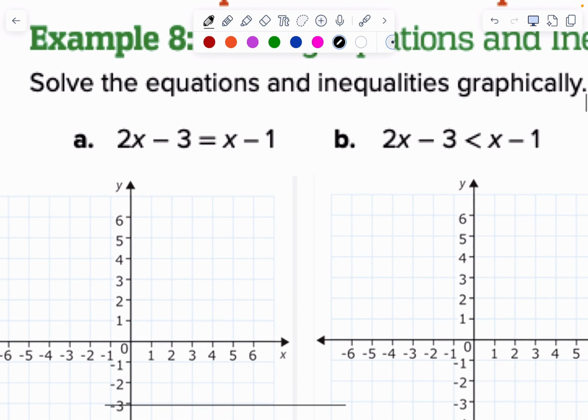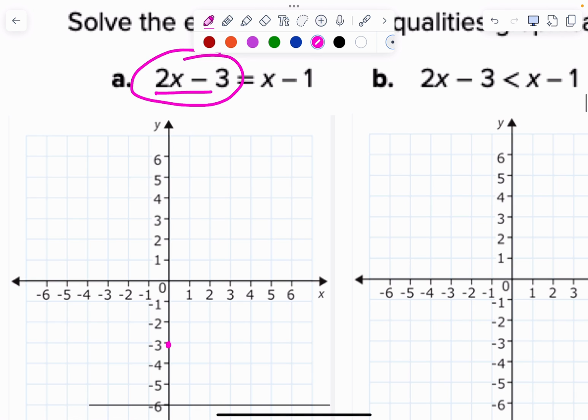All right, solve the equations and inequalities graphically. We're not going to solve anything. We're going to leave them together on the left and the right side. So on the left side, I'm going to graph 2x minus 3. We start at -3, and we go up 2 over 1, up 2 over 1, up 2 over 1, and I'm going to graph that guy. And I'm going to graph the other one also.